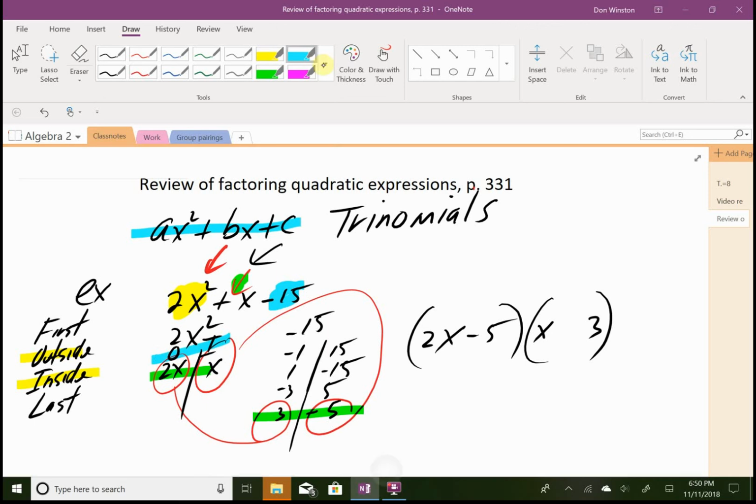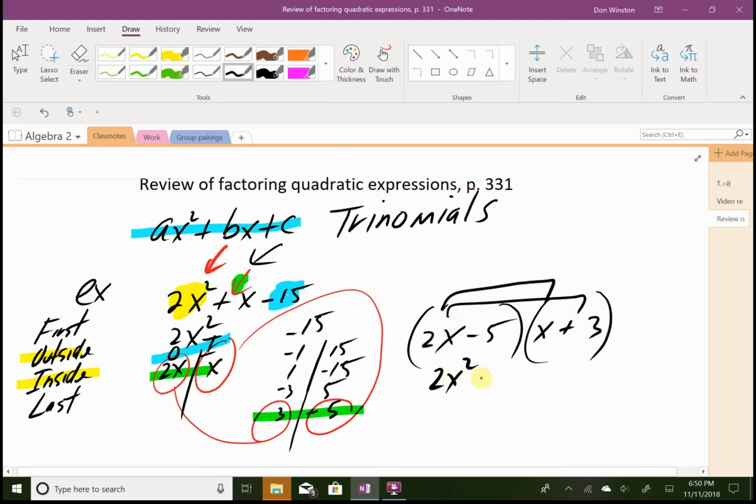Now we can verify. Let's go ahead and do this. 2x times x is 2x squared. 2x times a positive 3 is plus 6x. Then negative 5 times x is minus 5x, and negative 5 times a positive 3 is negative 15. So this is going to be 2x squared plus x minus 15, and that's what we wanted. So that checked out as well.